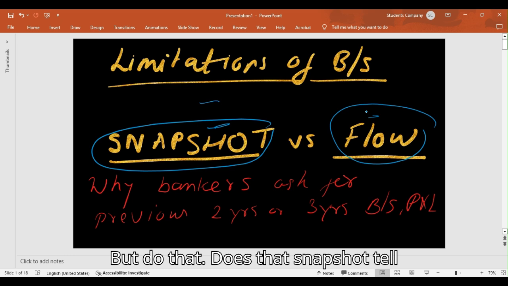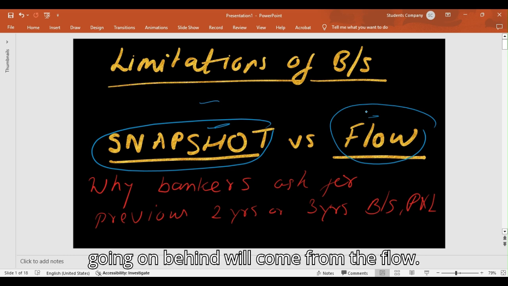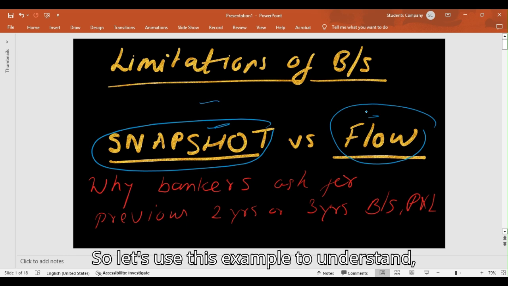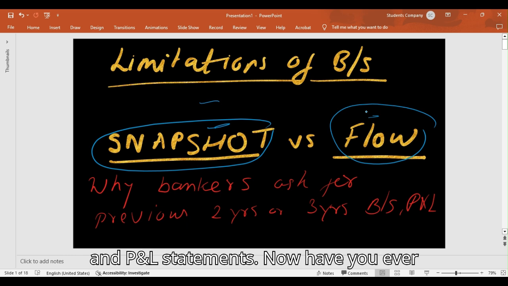But does that snapshot tell you what's going on behind? No. So what's going on behind will come from the flow. So let's use this example to understand a bit more about balance sheet and P&L statements.